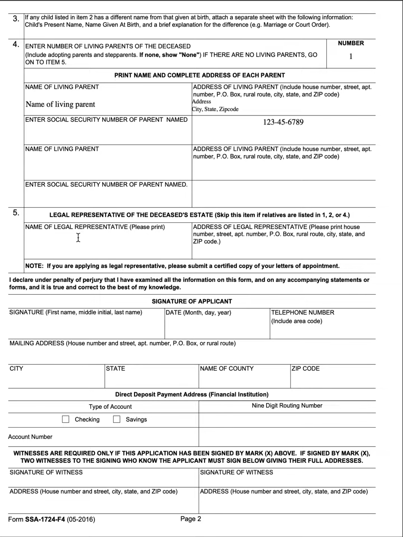Now you can skip line 5, which is the legal representative, if you have any relatives listed in items 1, 2, or 4. So if there's a surviving spouse, if there are children, or if there's a living parent, then you do not have to name a legal representative. However, if there are no living parents, no children, no surviving grandchildren, and no surviving spouse, then enter the name of the legal representative, which would probably be the person that's completing this form.